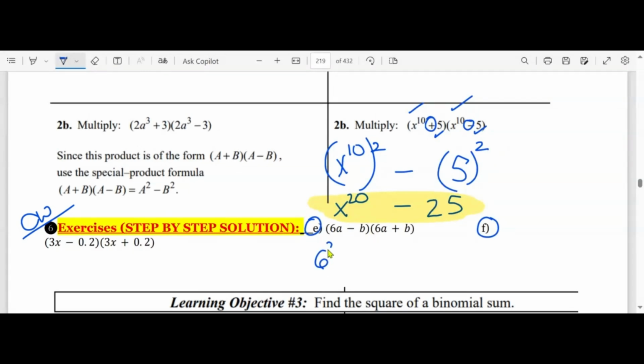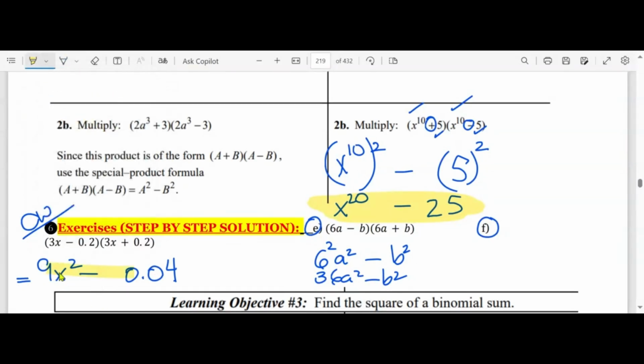Here is going to be 6 squared, a squared, b squared, minus, right? 36. 36a squared minus b squared. That's it, finish. What about this one? 9x squared, and this how much? 0.04. Easy as easy? Yeah, let's move on.